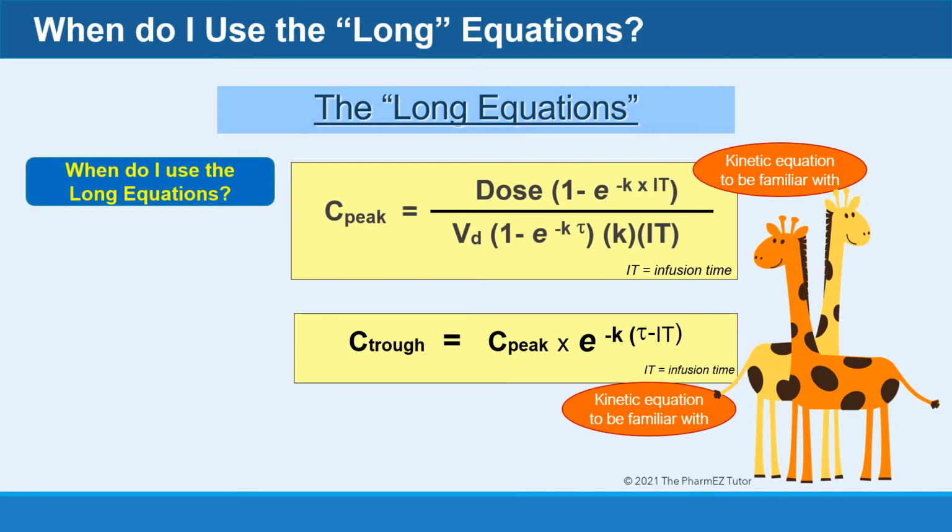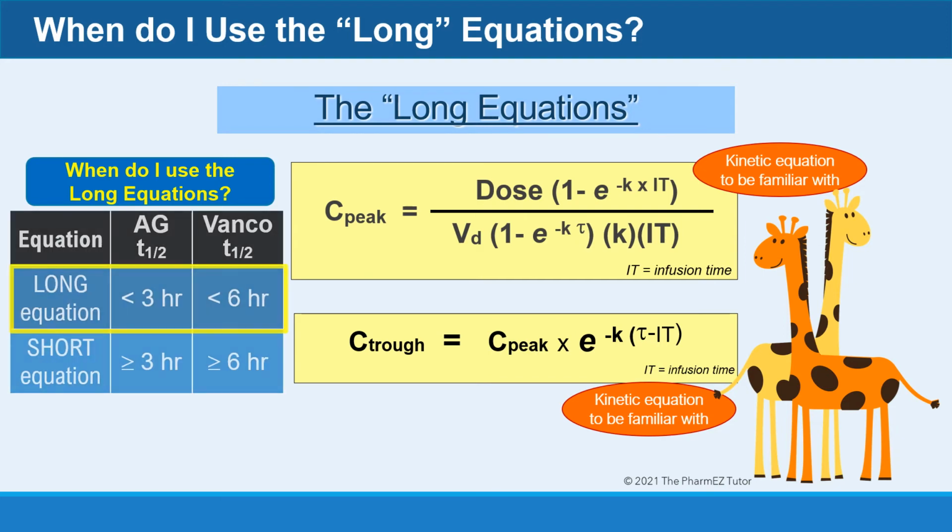When do you need to use the long equations? Only when the half-life of the drug is very short. So for aminoglycosides, use the long equations when the half-life is less than 3 hours, and for vancomycin, a half-life of less than 6 hours.